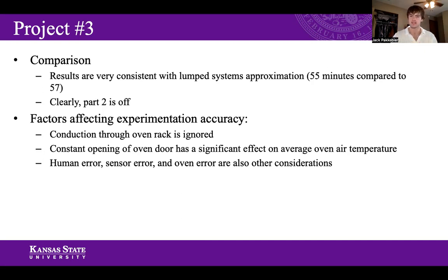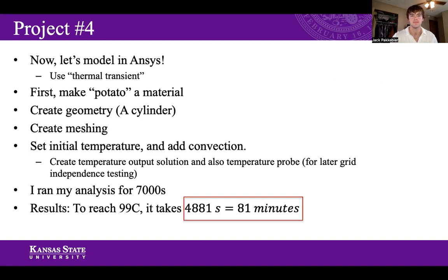And then some things like human error, sensor error, and also oven error are some other considerations, like, is my oven actually at 450 degrees Fahrenheit? Who's to say? Sensor error with my Walmart temperature gauge. Who's to say that's exactly correct? So some things like that.